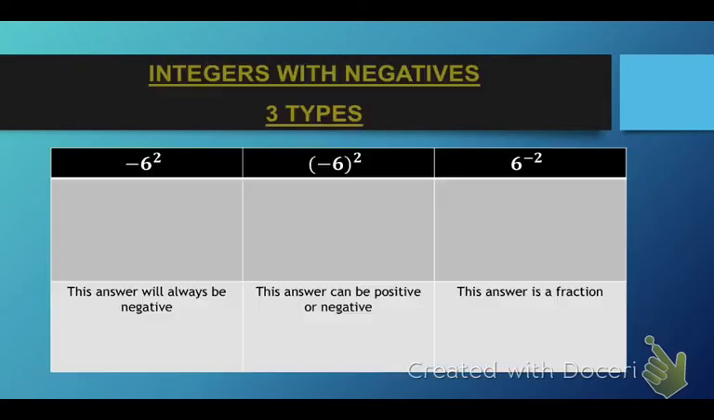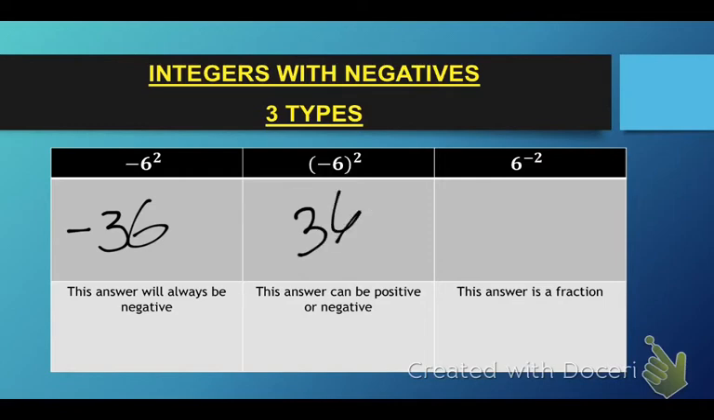All right, we have one more type to deal with. Let's go ahead and fill in everything else that we had. Remember, this was negative 36. Because it is not in parentheses, you are only squaring the 6. In the second one, you are squaring everything in the parentheses because there are brackets around it, which means it's one whole thing. So negative 6 times negative 6 was positive 36.